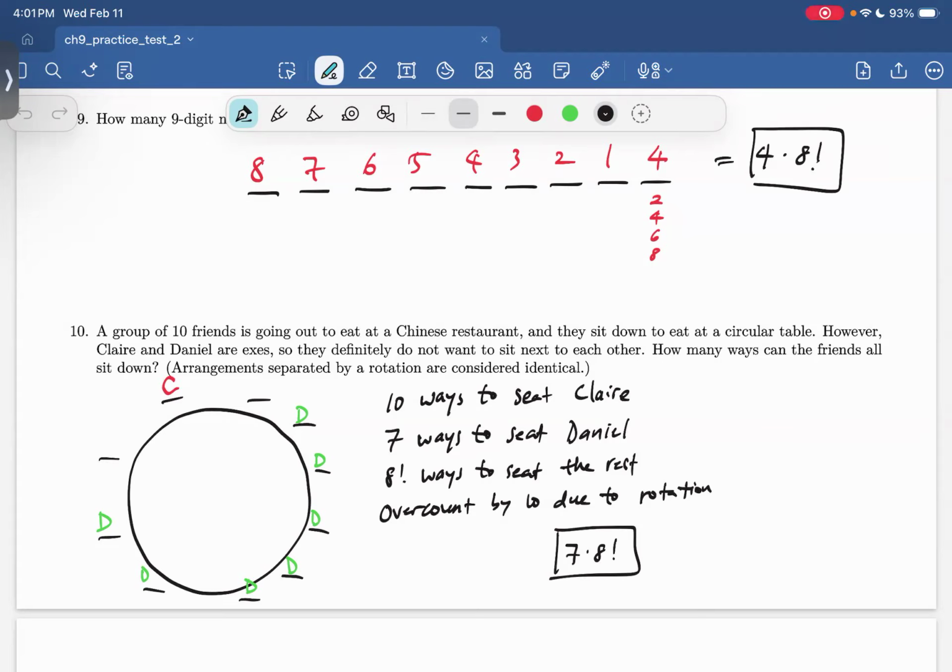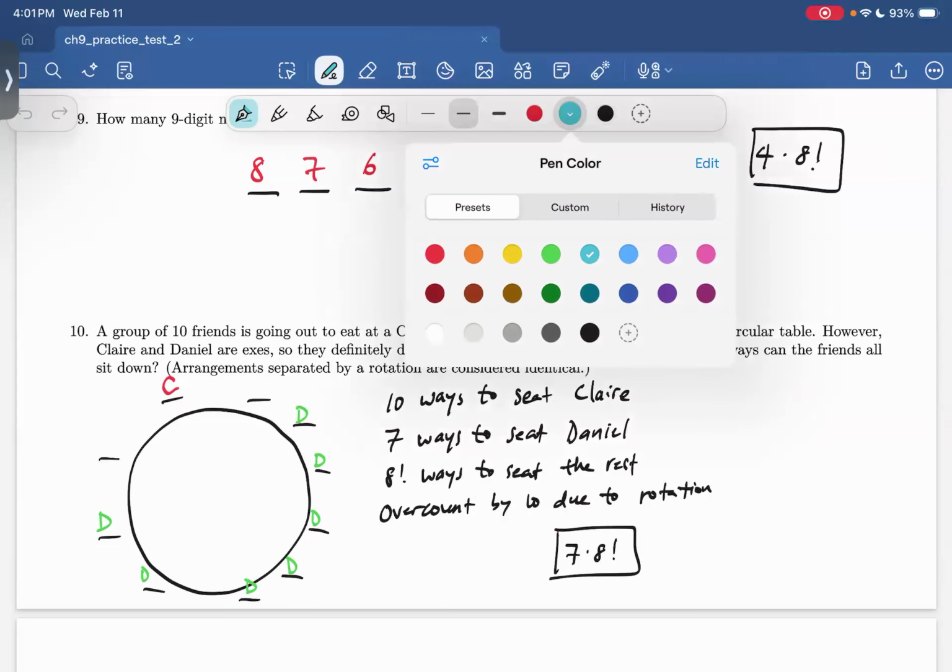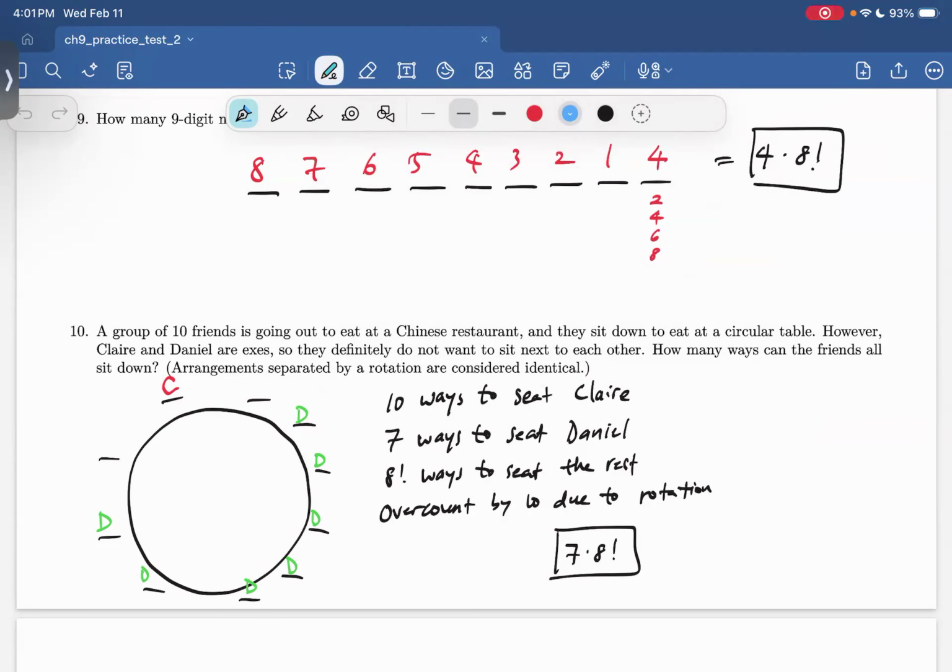So let's start with trying to seat Claire first, okay? Right, we want to start by seating the people who are most restricted. So that'll be Claire and Daniel. So let's start with thinking about how we can seat Claire. We have 10 choices for how we can seat Claire because she can go anywhere around the table.